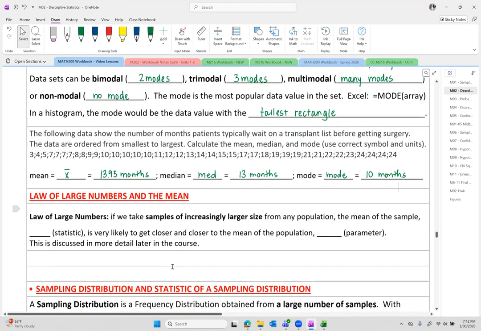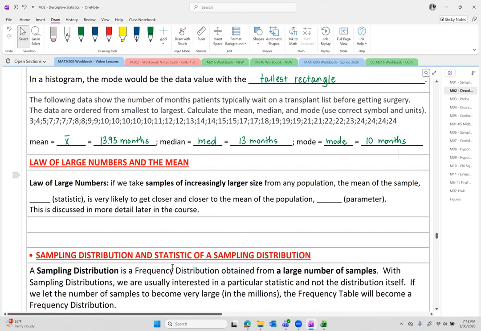The law of large numbers says that if we take samples of increasingly larger size from any population, the mean of the sample X bar, which is a statistic, is very likely to get closer and closer to the mean of the population mu, that is the parameter. And we will keep discussing this in more detail later in the course, but keep in mind that the larger your sample, the more accurate your statistic X bar will be to the parameter mu.